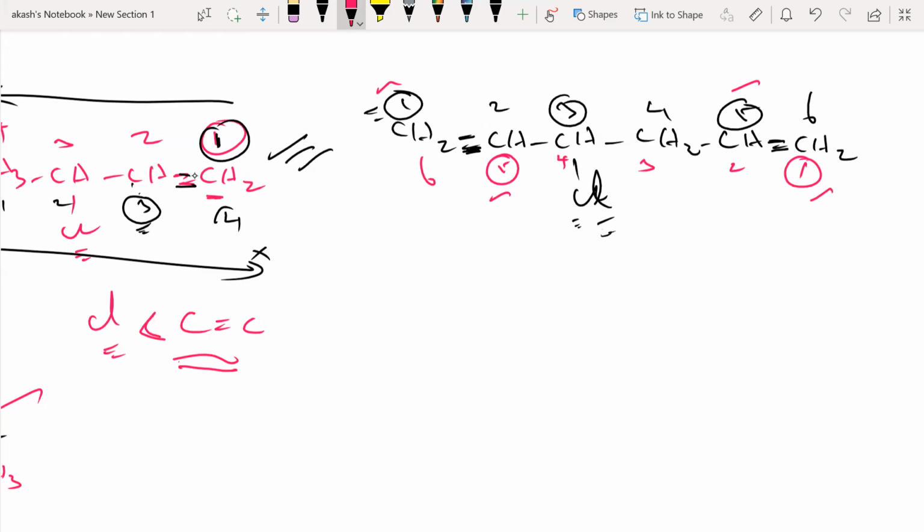Isn't it? So that means however you number, either you go from this side to this side or you go from this side to this side, the maximum prioritized functional group, that is your double bond in this case, is coming out as 1 and 5 and 1 and 5.